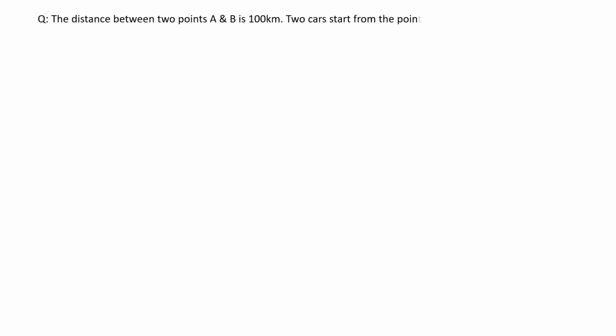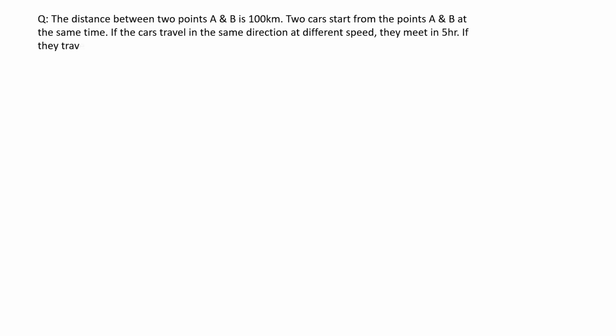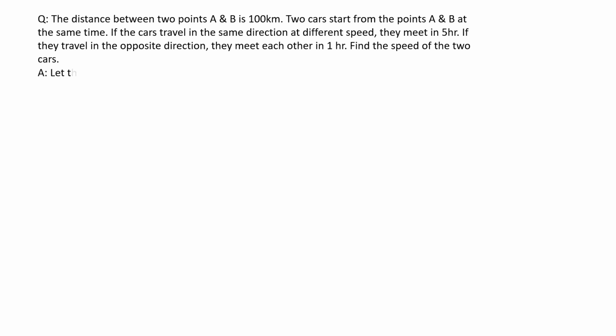The distance between 2 points A and B is 100 km. Two cars start from points A and B at the same time. If the cars travel in the same direction at different speeds, they meet in 5 hours. If they travel in opposite directions, they meet each other in 1 hour. Find the speeds of the two cars.